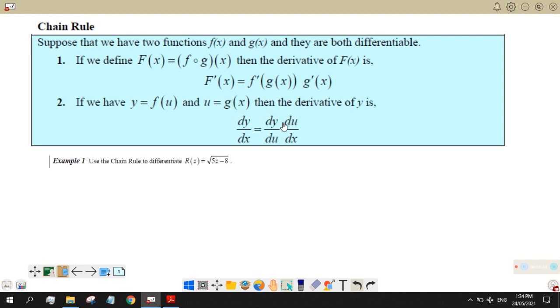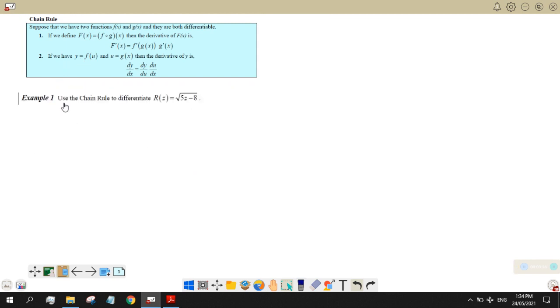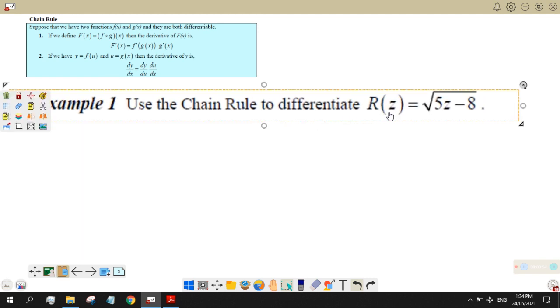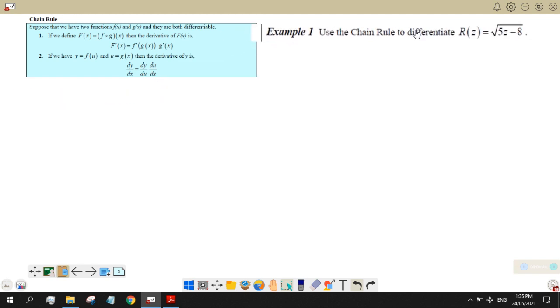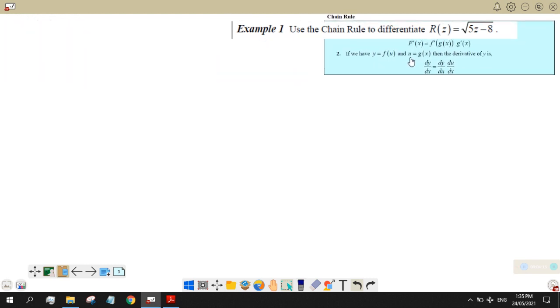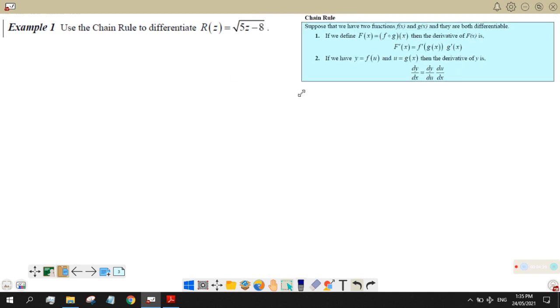Okay. So, I have here one example. I think mas madali kung uunahin natin tong approach number 2 eh. So, our example is use the chain rule to differentiate r of z is equal to 5 square root of 5z minus 8. But, I have something with other variables. Medyo malilituhin ako kapag hindi na x yung variable. So, instead of using z, I'd like to make use of x.